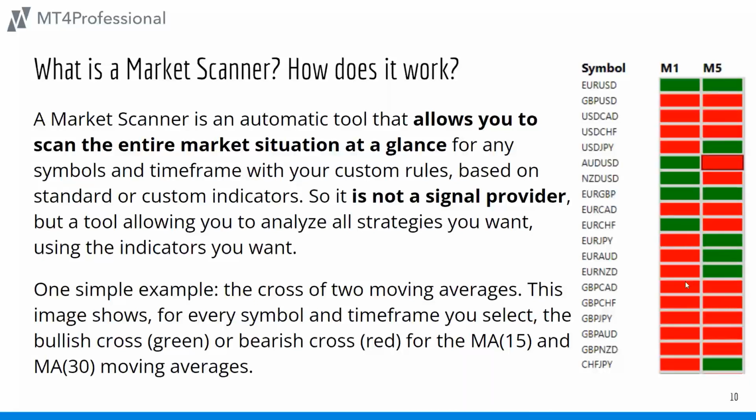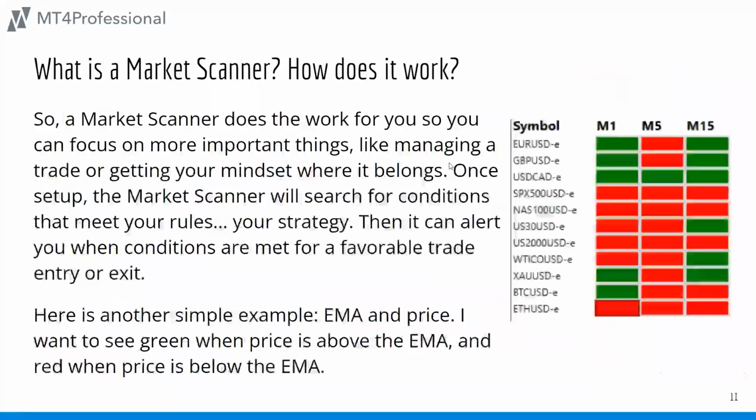The other ones are getting ready to transition, because if you have a faster time frame that is one color and the slower time frame is another, then that tells you that there's a transition in process and you might be getting ready for a trade opportunity. Here's another example using EMA and price, where you're looking at a bunch of symbols and a layout of the charts. And here we're looking at 3 different time frames for a bunch of different symbols.